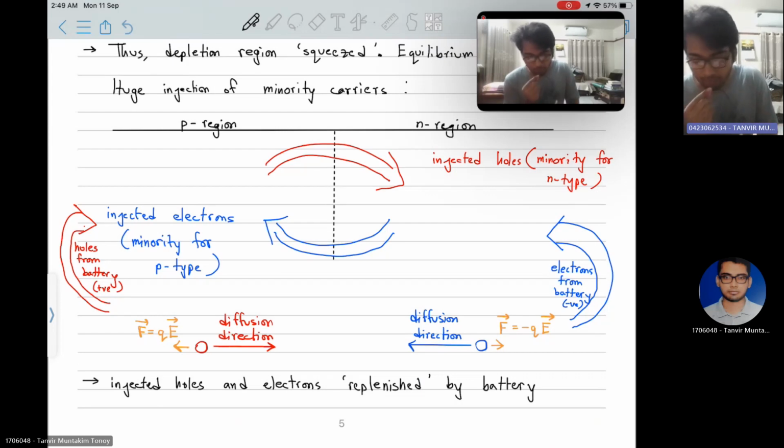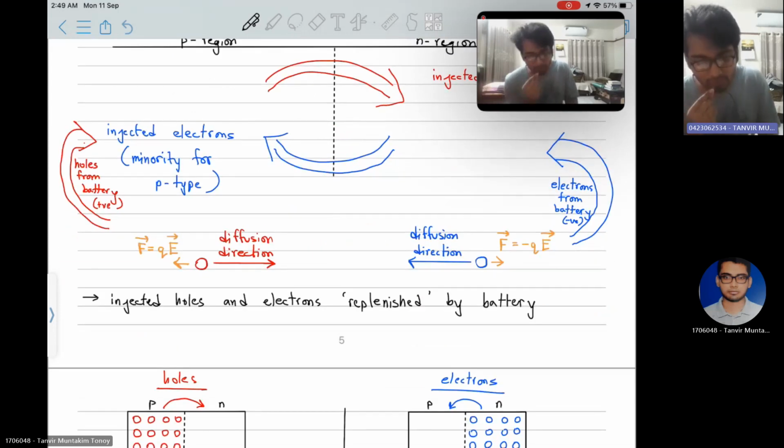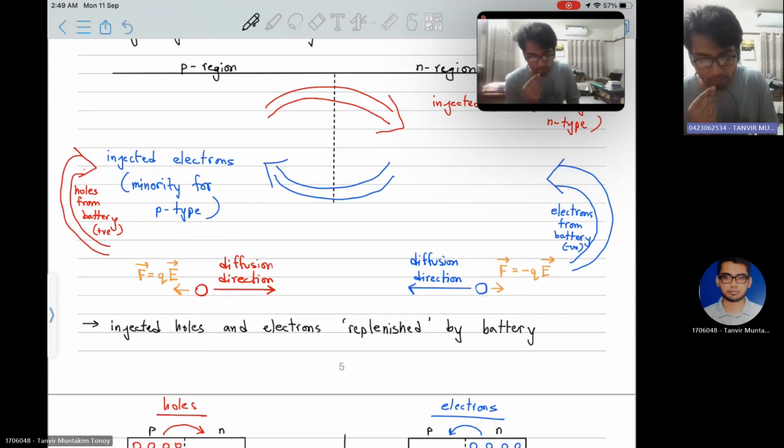And also, once the holes are injected from the P region, holes from the battery are also coming into the P region to replenish the holes that were lost. The same can be said about the electrons. The electrons from the battery's negative terminal come to the N region to replenish the electrons that were lost due to injection into the P region. And as we can see, the electrostatic force is very small compared to the diffusion, because the electric field was reduced.